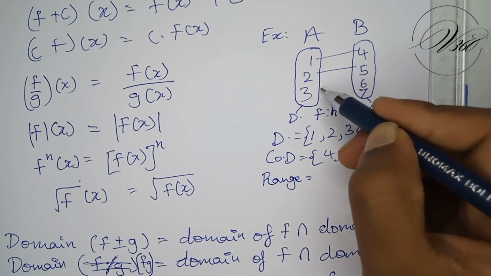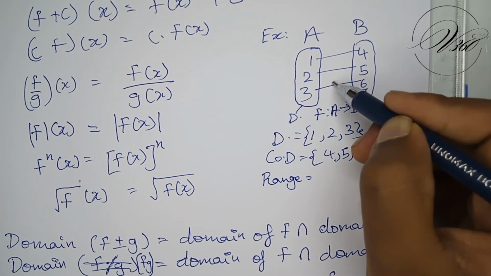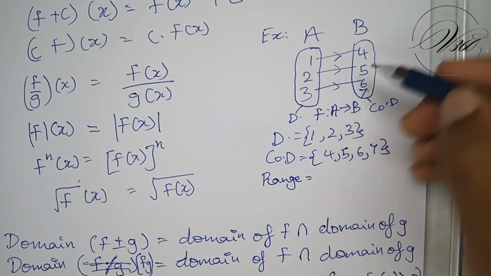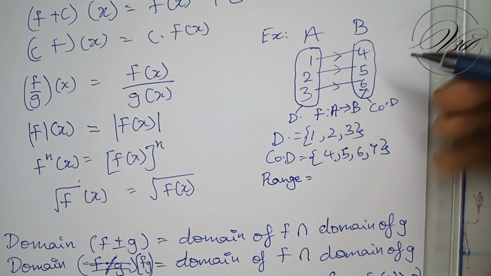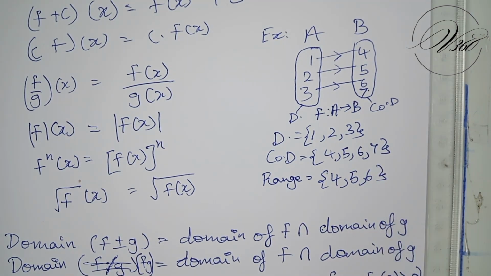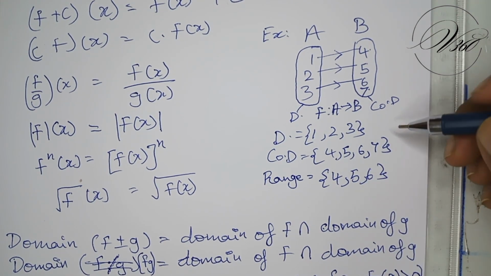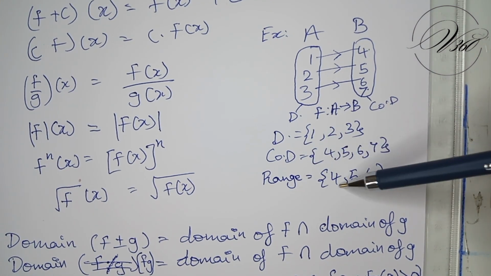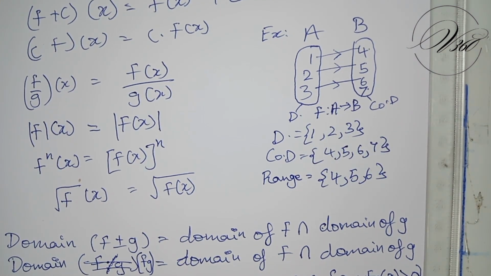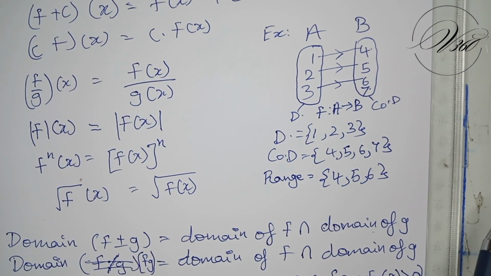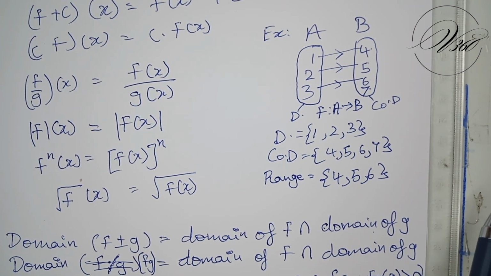1, 2 and 3, there is no 1 here, so this element will be left out here. So the range here is 4, 5, 6. Here we have common elements in codomain and range, that is 4, 5, 6 here and 4, 5, 6 here. Now I think you would understand, if there are any common elements here, they would be taken as the range. Okay, now we'll go forward to the second one.